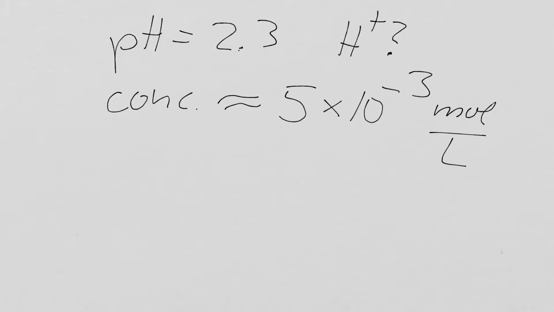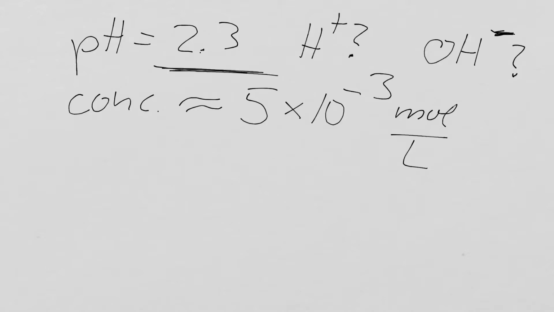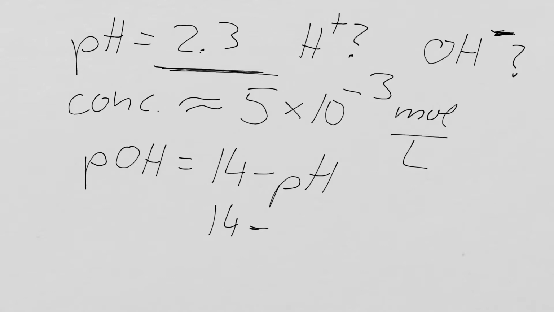By the way, what is the hydroxide concentration of this solution? Can we do that? So first of all, we have the pH. Can we calculate the pOH from that? pOH equals 14 minus pH is 14 minus 2.3 equals 11.7. Is that right?